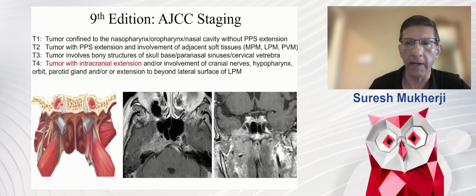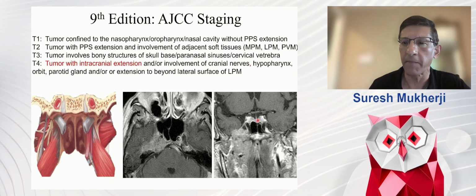These tumors can then grow along the carotid artery all the way into the central skull base. And in this case, we have tumor involved in the cavernous sinus. Here's a normal appearance of Meckel's cave on the left. And here we have complete involvement of Meckel's cave.